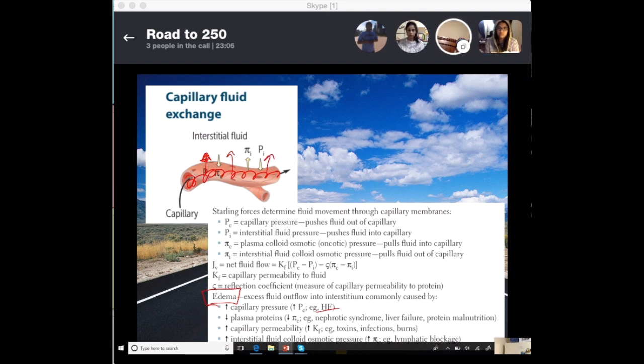Pretty self-explanatory. You could also have a decrease in the plasma proteins. Basically, you have a decreased pull into the capillaries, which is going to cause leaking. We can have this in nephrotic syndrome, liver failure, protein malnutrition. Why might liver failure cause this? Because if you have cirrhosis, you're not making proteins. Proteins are made in the liver.